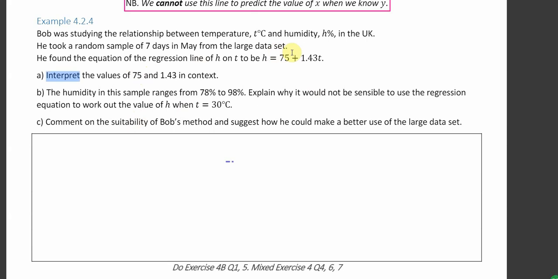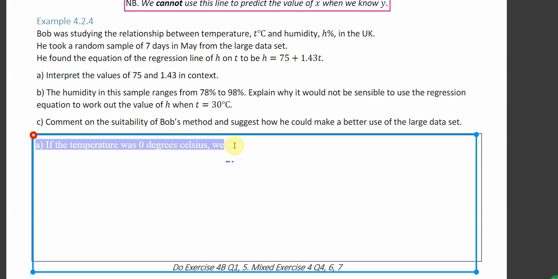The 75 is the value of h when t is 0. So now put that into context. If the temperature was 0 degrees Celsius, we would expect the humidity to be 75%. Notice I've included the units there. So not just numbers, but units as well, must be in context.